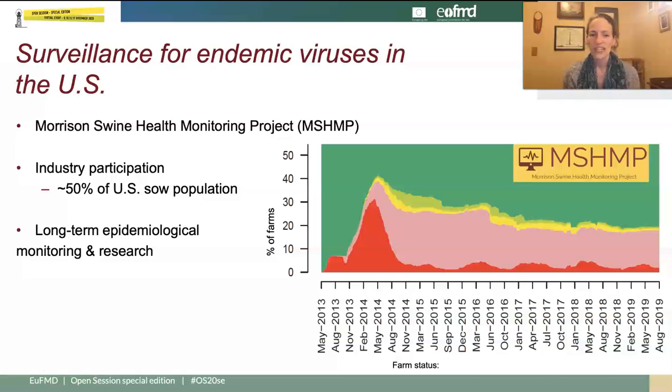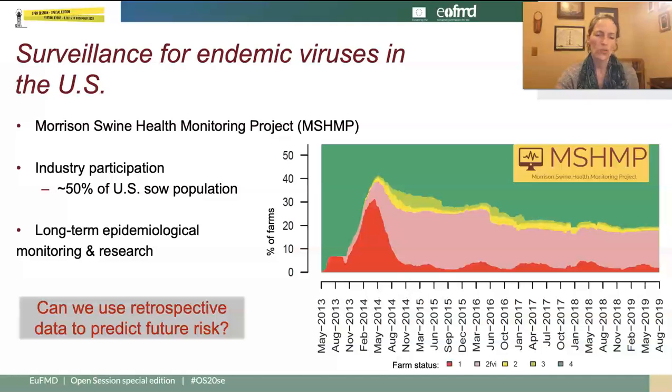So this is the type of data that we produce. This is the plot for PED, with the red color showing the farms that are actively infected with PED through time. So you can see the early initial epidemic that occurred, where around 30% of the farms were infected. And then you can see that there's an ongoing endemic state of the virus in the population.